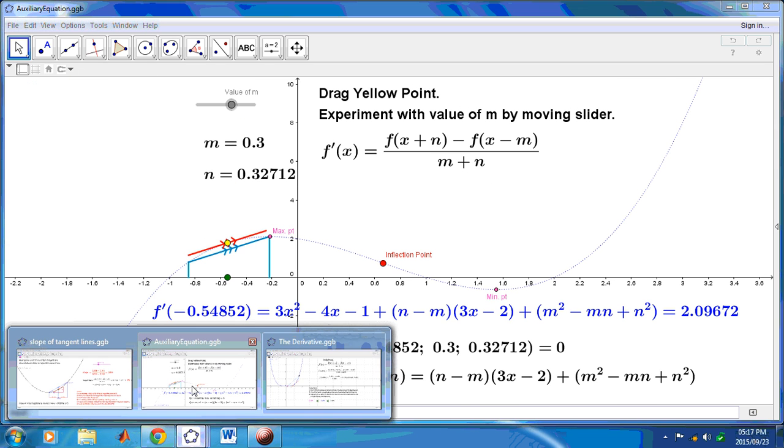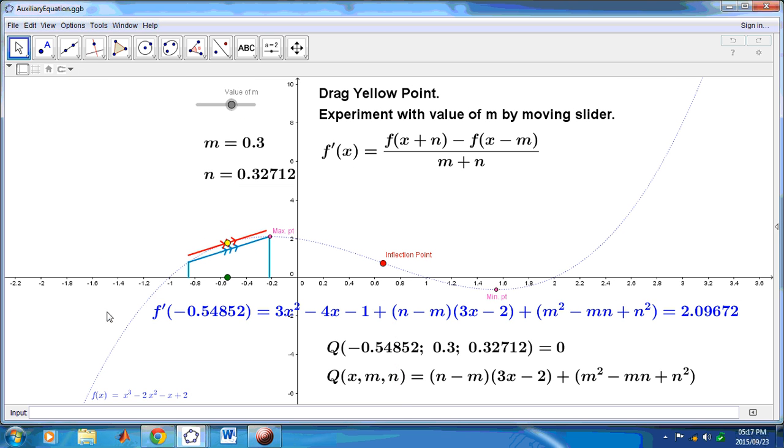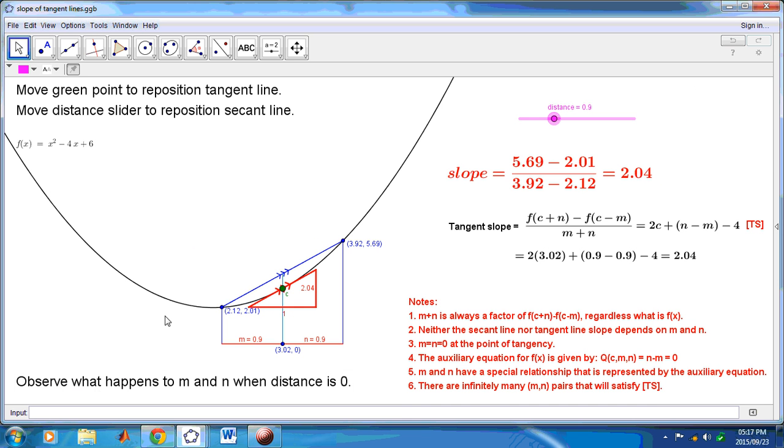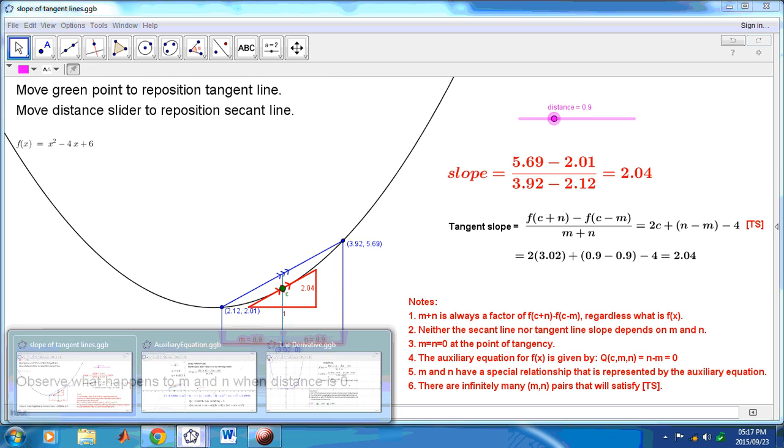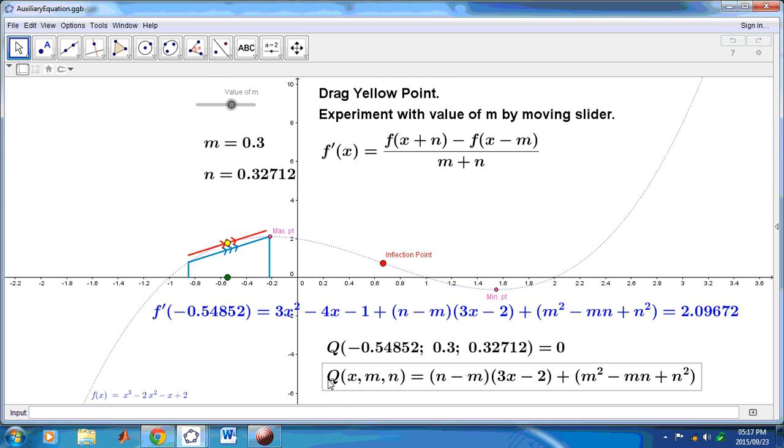Let's take a look at the auxiliary equation. Now, remember in the first applet we looked at the parabola, which is really a simple curve. In this one here we'll look at the cubic curve, and we see that the auxiliary equation is quite different. Can you see down here? Instead of saying QCMN, I've said QXMN, but it doesn't matter because X means the same as C here. And this here is the auxiliary equation, which is equal to 0 always for this cubic, which you see down here, x cubed minus 2x squared minus x plus 2.